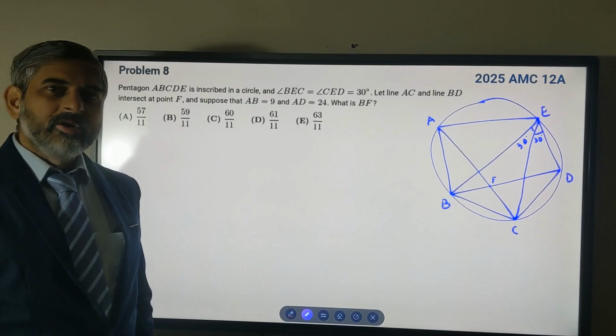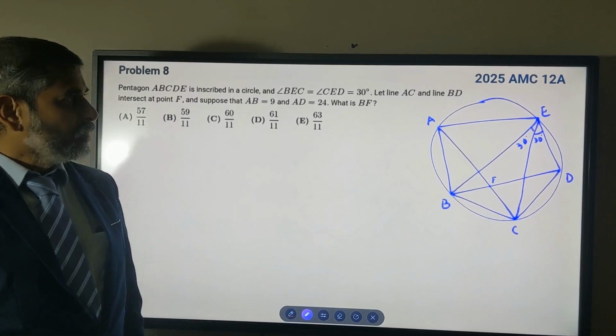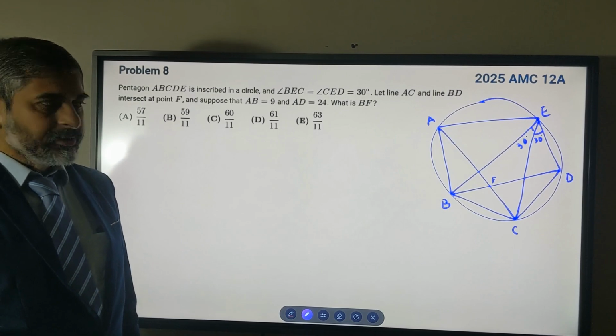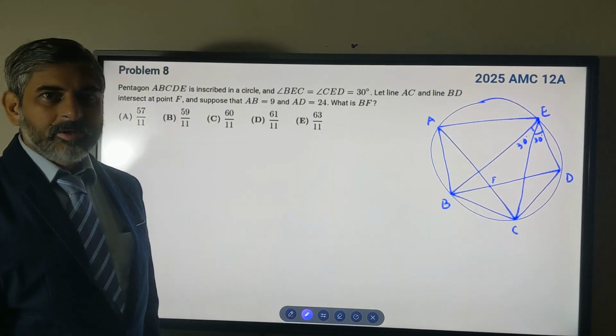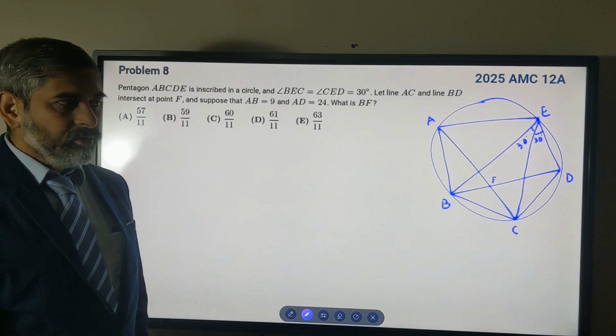This one is a 2025 AMC 12 problem. Let's take a look at it. The diagram is not part of the problem. You will have to draw it on your own.